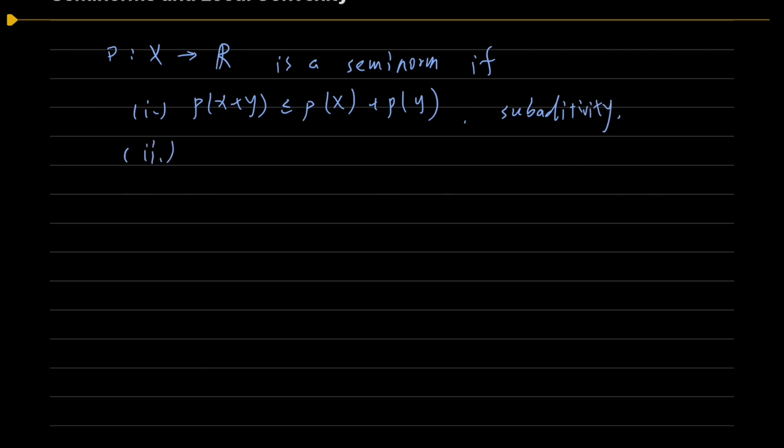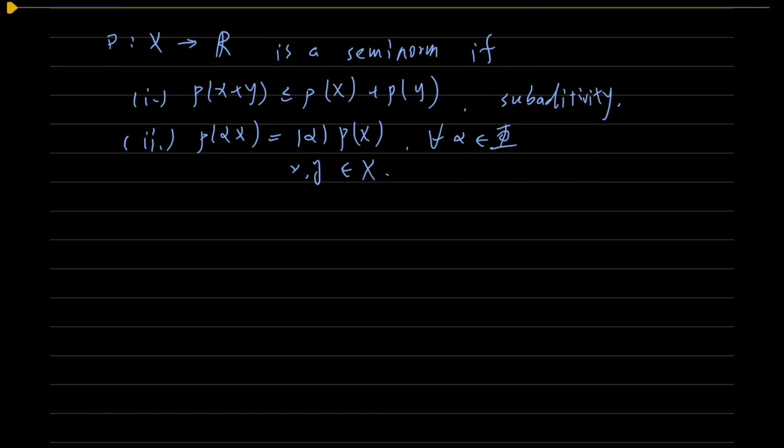And second, it preserves the scalar product: p(αx) is equal to |α| p(x) for every scalar in the scalar field, and of course for any two vectors in the space. And as we'll prove shortly, these two conditions will imply that it is non-negative for every x in the space.